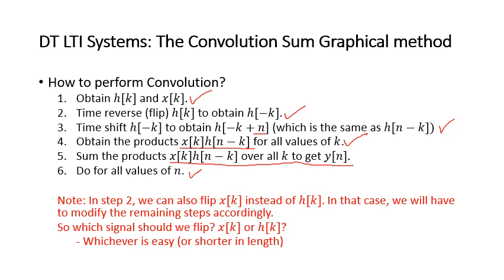It should be clear to you that in step 2 we have mentioned to flip or reverse h of k to obtain h of minus k. You can also flip or reverse x of k to obtain x of minus k, so you get the same result. It's up to you whether you flip the impulse response, which is h of k, or you flip the input signal, which is x of k. In both cases you get the same result.